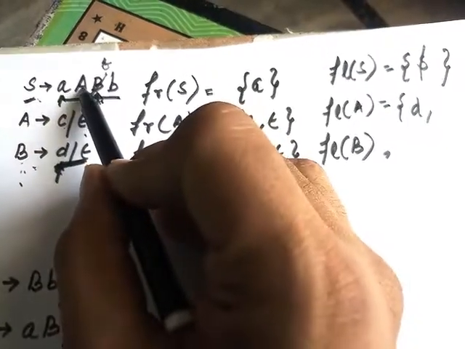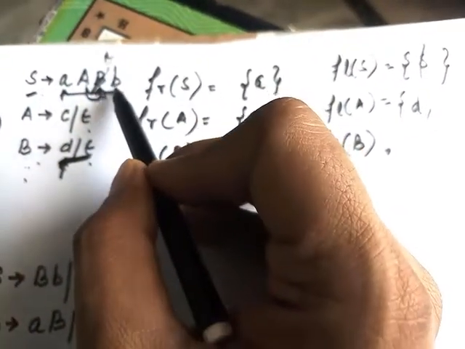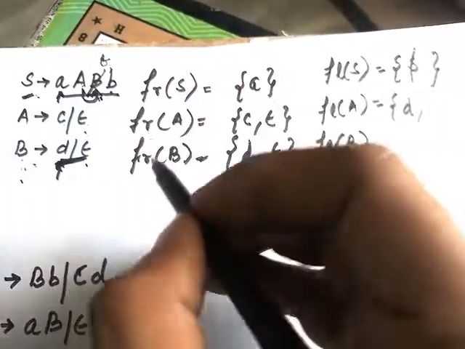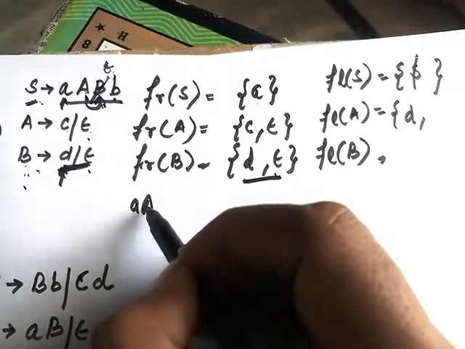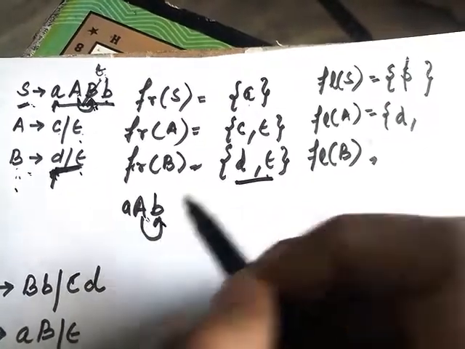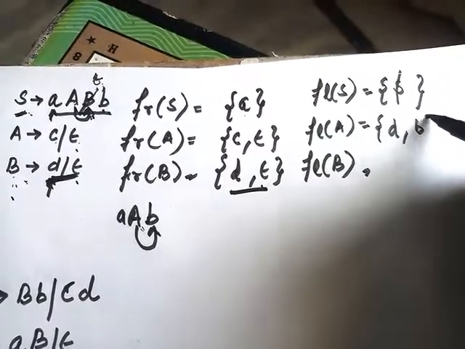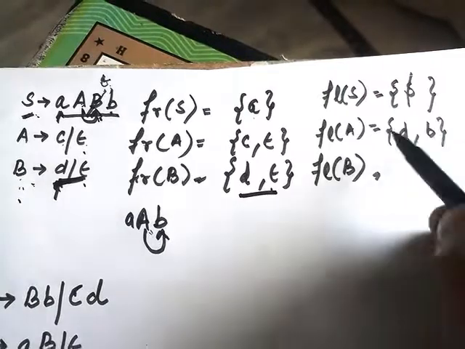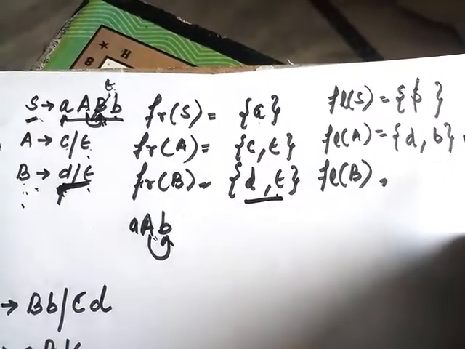A, capital A, epsilon, and B. And epsilon means nothing. It means this grammar becomes A, B. So what is the follow of A? It is B. So this is over here. This is how to calculate follow of A.